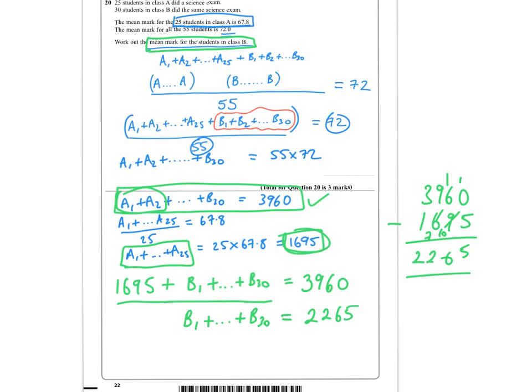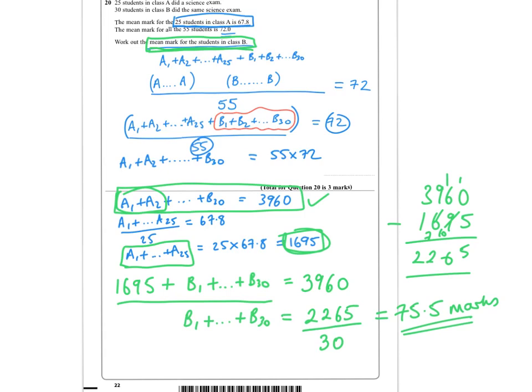And then we've got the answer really, because we can now work out the mean mark for the students. So that's all their marks divided by how many there were, which in this class was 30, and we can just put that in our calculator. So we get 2265 divided by 30, which is 75.5 marks.